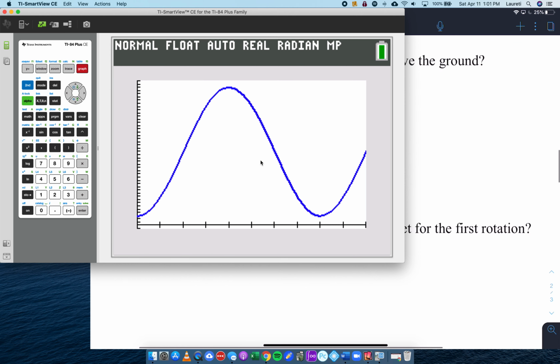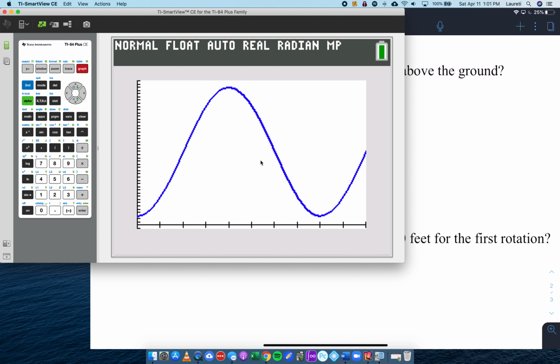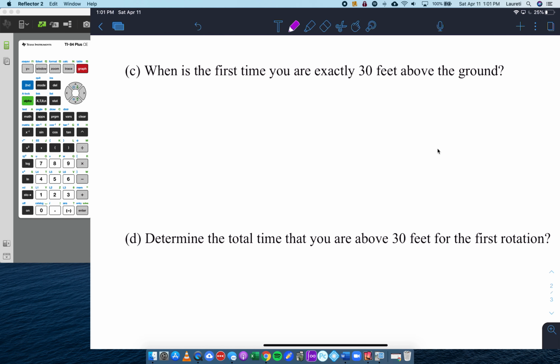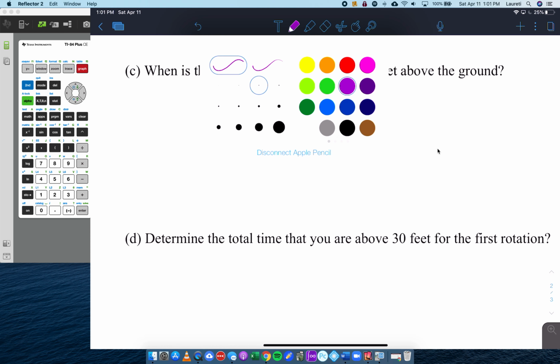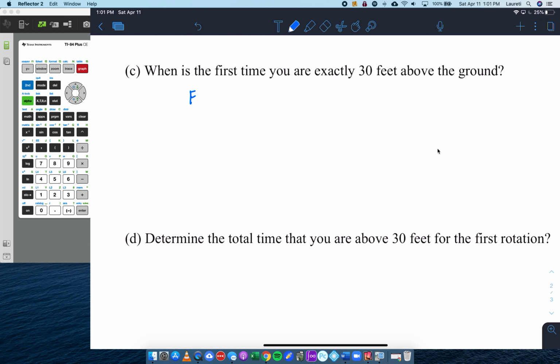Now for part C, it says, when is the first time you are exactly 30 feet above the ground? So what you're trying to figure out is, when does my equation equal 30 feet?